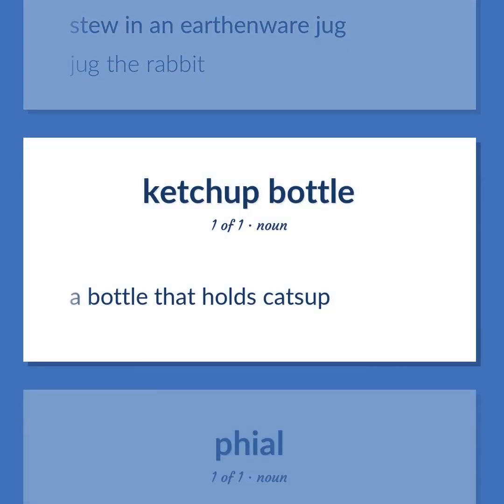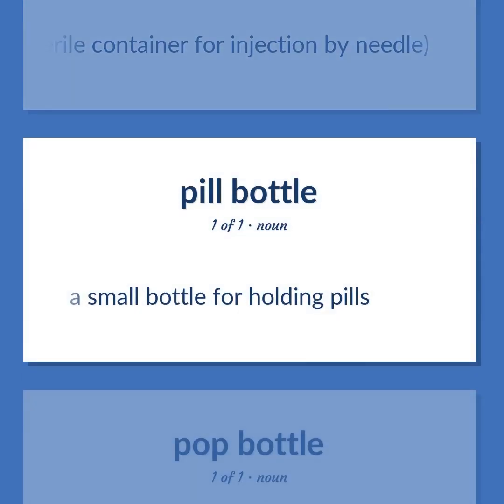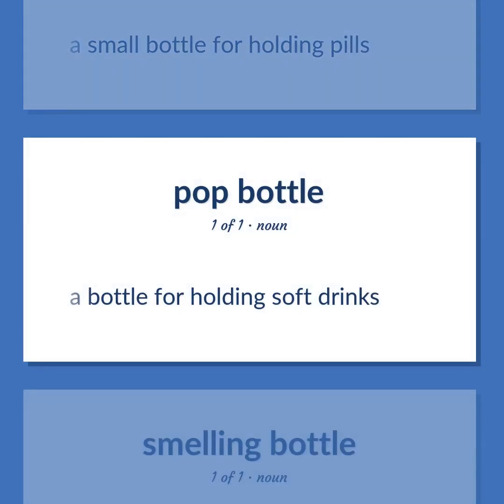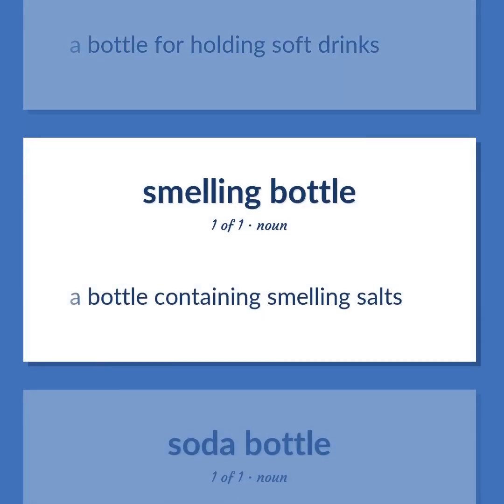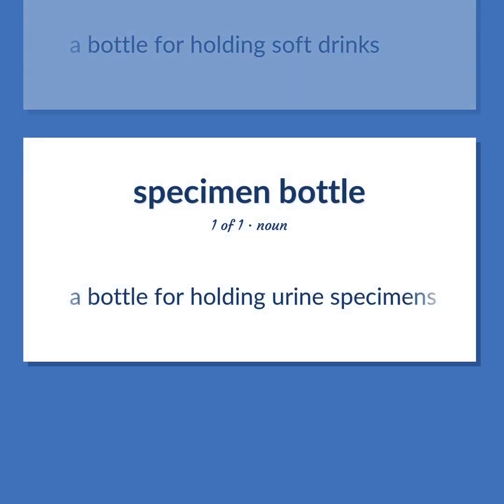A bottle that holds catsup. A small bottle that contains a drug, especially a sealed sterile container for injection by needle. A small bottle for holding pills. A bottle for holding soft drinks. A bottle containing smelling salts. A bottle for holding soft drinks. A bottle for holding urine specimens.